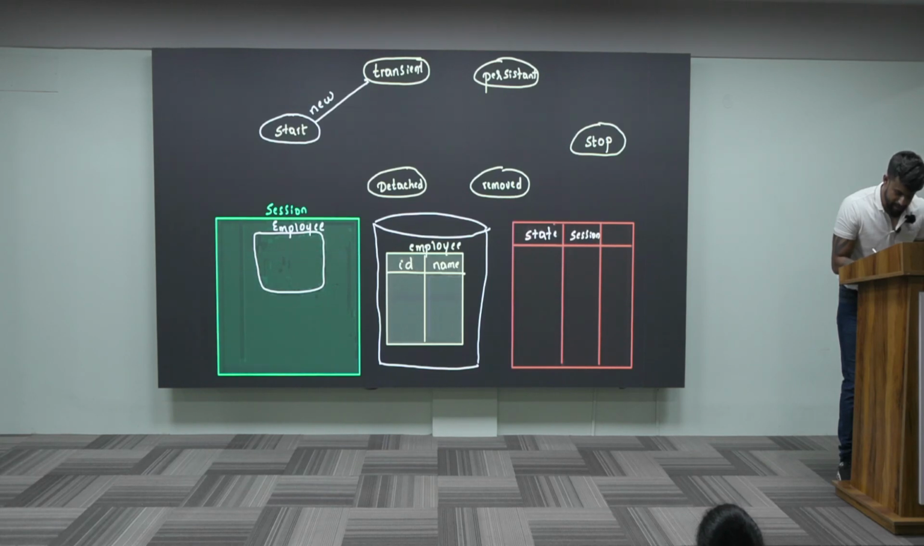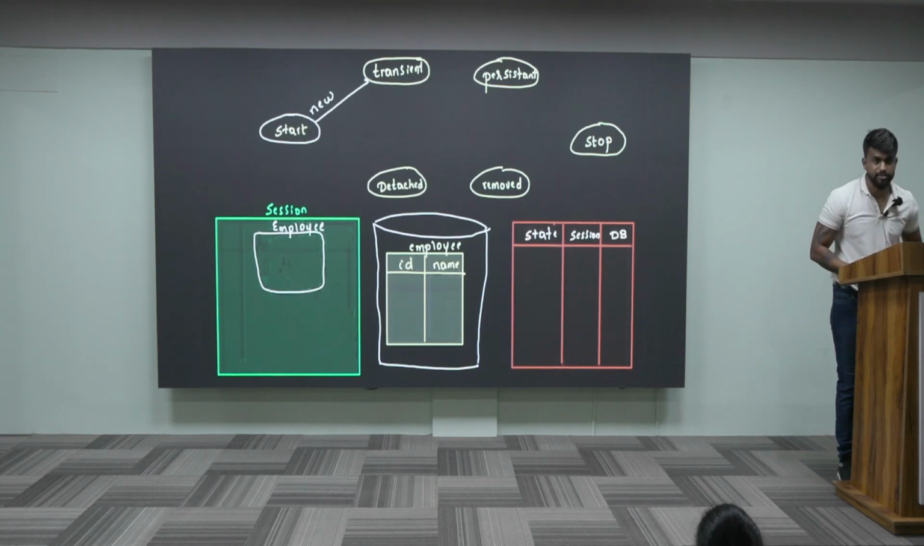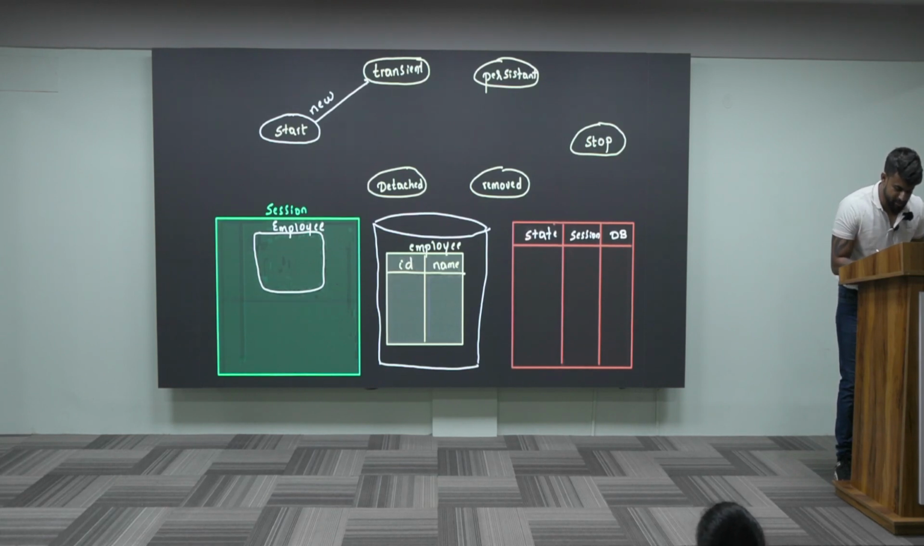Good. And here I will tell it as DB or table. I simply tell it as DB. DB means database. Means we have states. Which state? Transient state. Very good. After that, persistent state. Good. And after that, we have one more state. What is that? Detached state. Good. And after that, one more state. Which state? Removed state. Great.